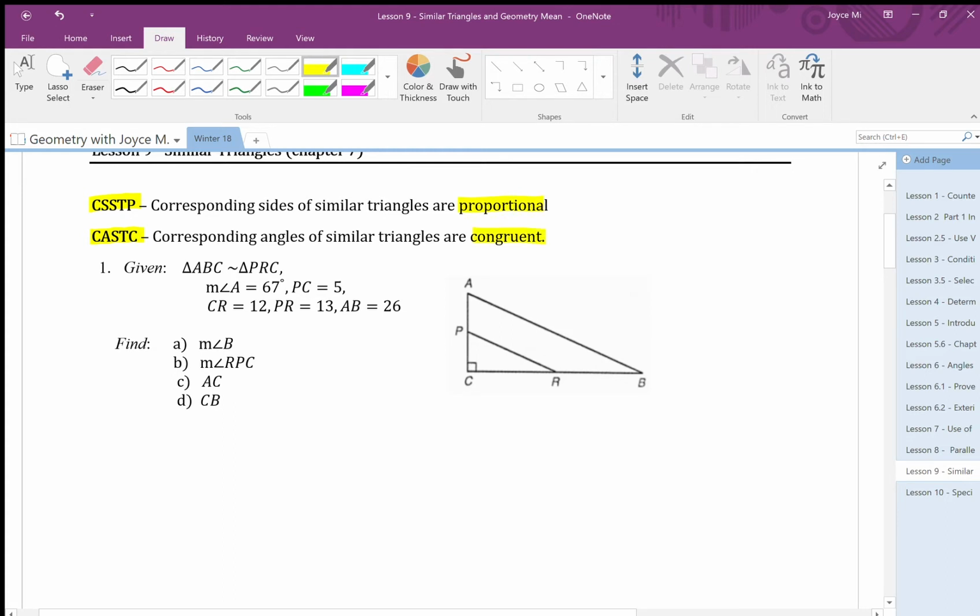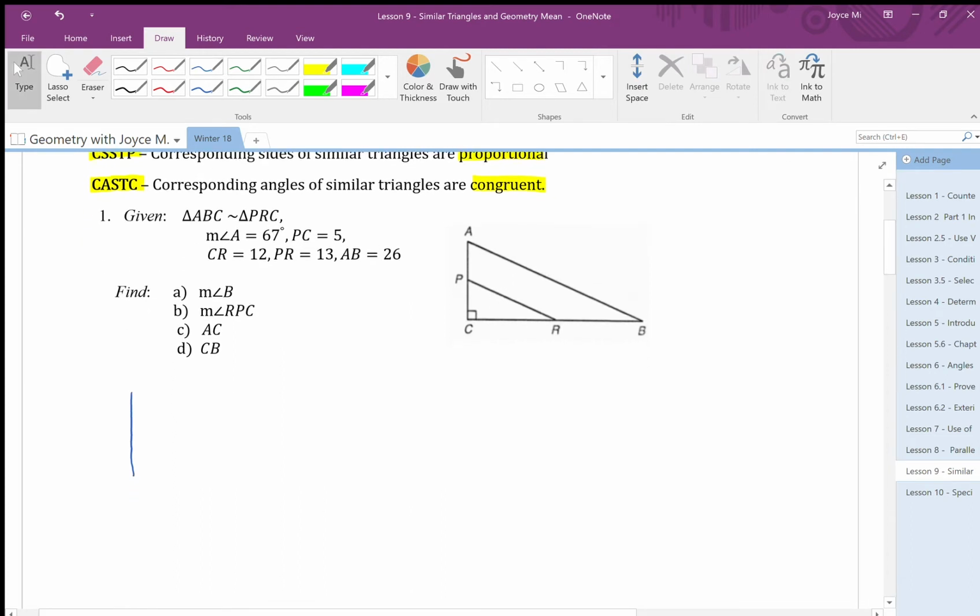So question number one here, say I'm given that triangle ABC is similar to triangle PRC. When I see triangles stacked together like that, I like to separate them so that I can mark the corresponding parts easily. So let me redraw the triangles. I'm going to draw the big one in the same direction as it was given. Okay, so this is the bigger triangle.